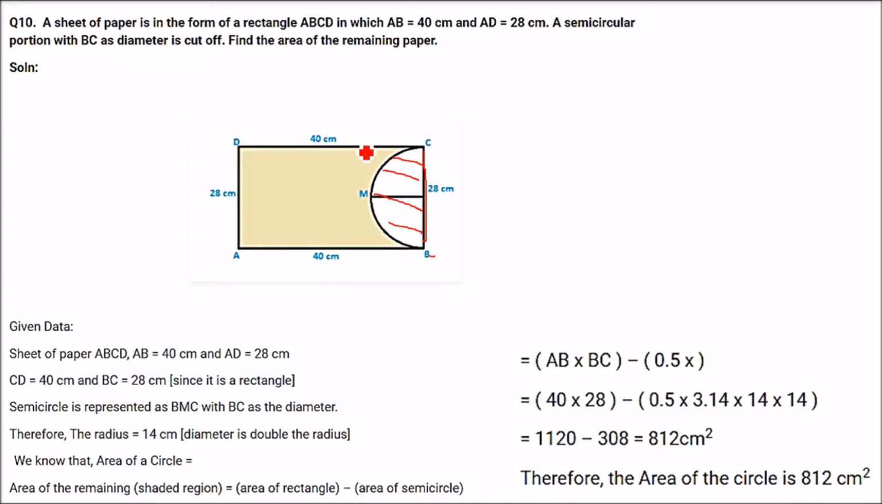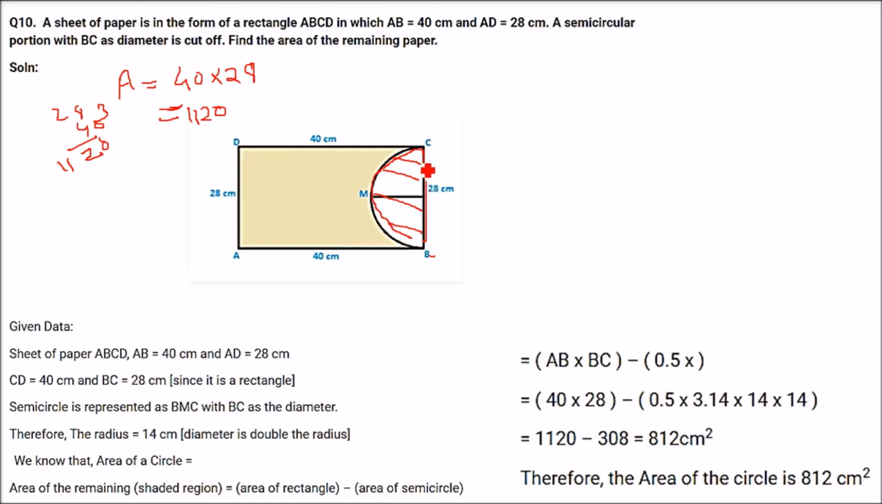So we have to find the area of the remaining paper. First we will find the area of the whole rectangle, and subtract the area of the semicircle. What is the area of the rectangle? It is length into breadth. So 40 into 28, which is 28 into 4, 8 4s are 32, 2 3 carry, 4 2s are 8 and 3 is 11, and 2 is 112. So you get 1120 as the area of this rectangle.